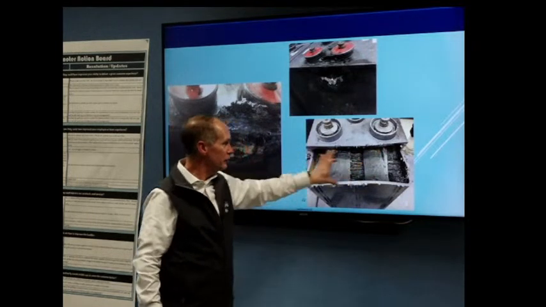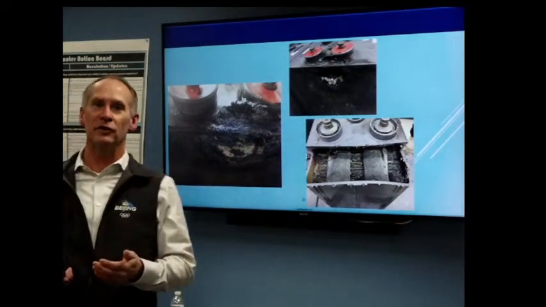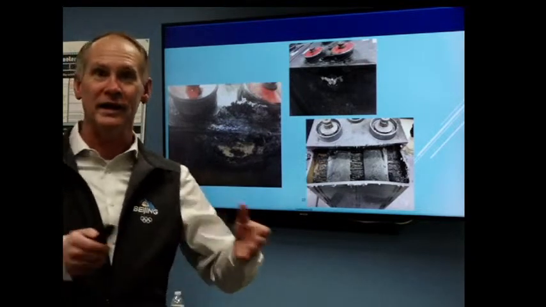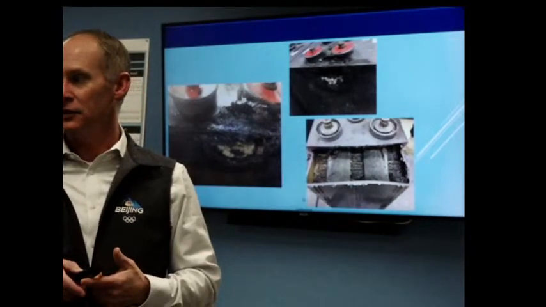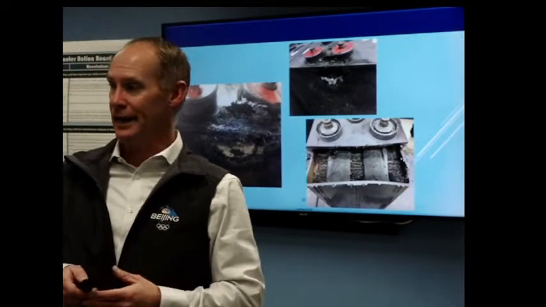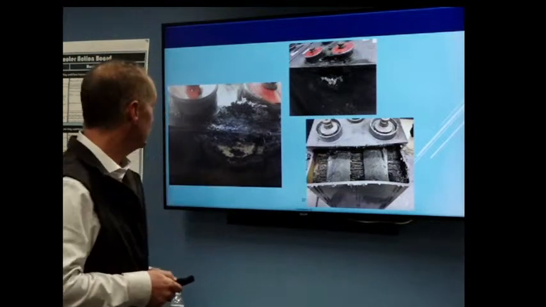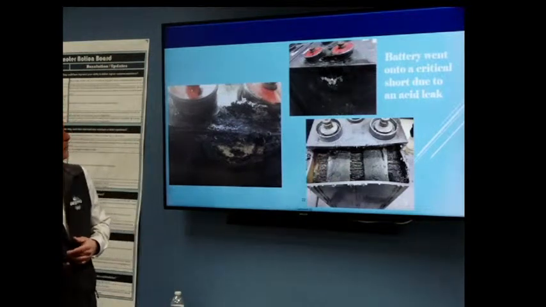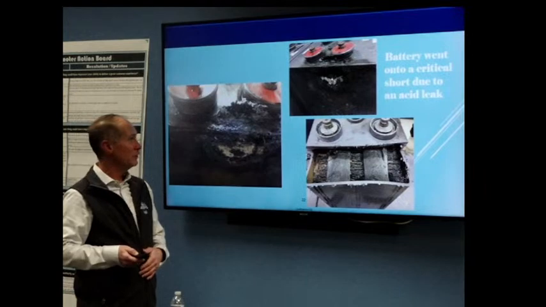But this was the internal damage of the battery as it started to liquefy and melt off its own electrolyte within the plate and the frames. It really wasn't a great thing to deal with, but from a learning experience, I think a lot of my engineers at the time and a lot of the manufacturers were able to get some good intel out of this on how to make batteries better. And I think that was a bonus or something good from this. So the battery went into a critical short due to an acid leak, and that's what we figured out was the root cause of this.